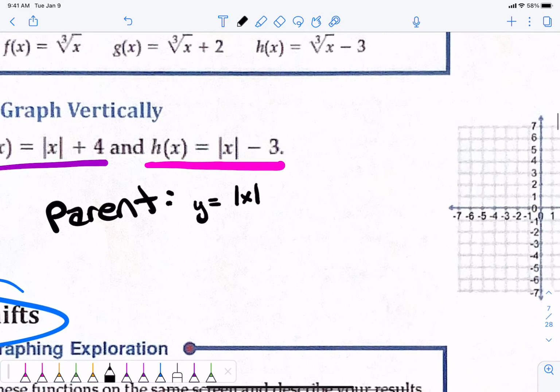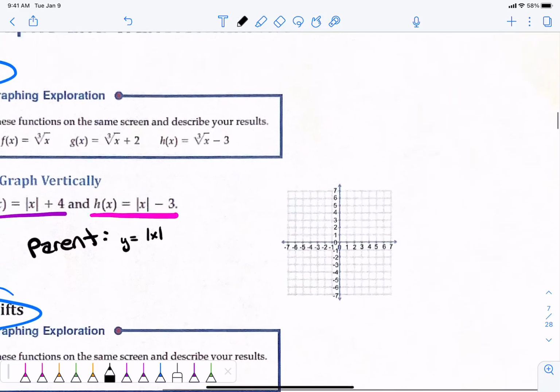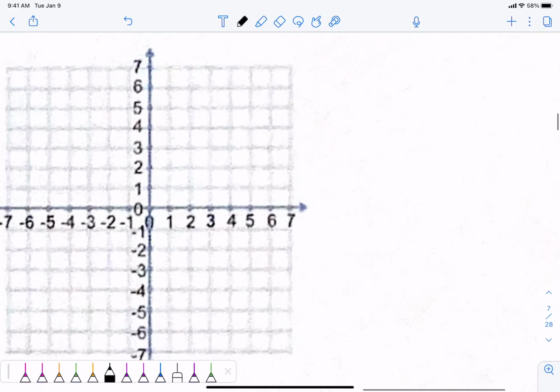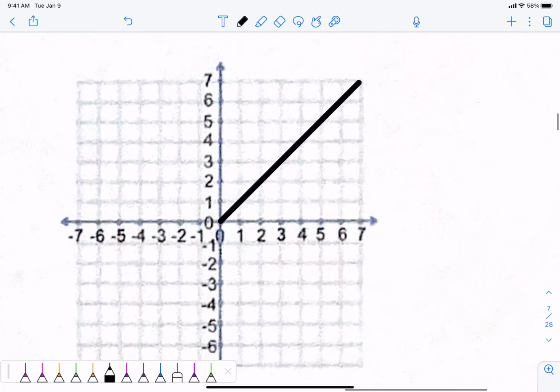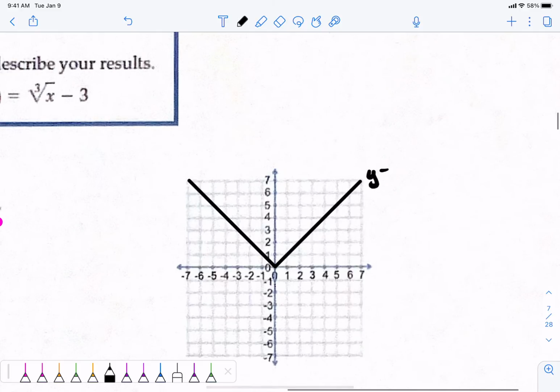Just the absolute value of x. Okay, what does the absolute value of x look like? I'm putting it in black. It looks like a perfect V, right? Starting at 0, 0, and going up 1 over 1, up 1 over 1, or up 1 over 1 in the other direction. It's at a perfect 45-degree angle, and it looks like this. That is just y equals the absolute value of x. That's what it looks like, okay?